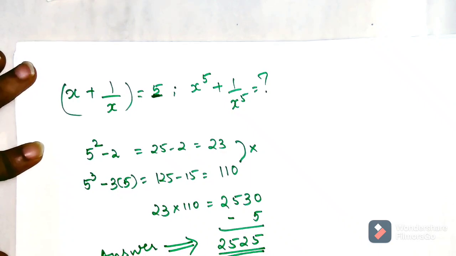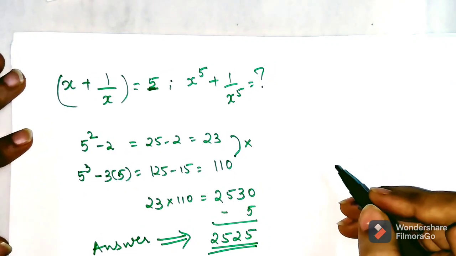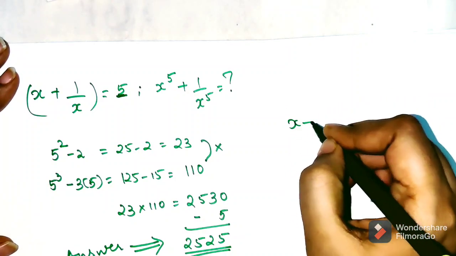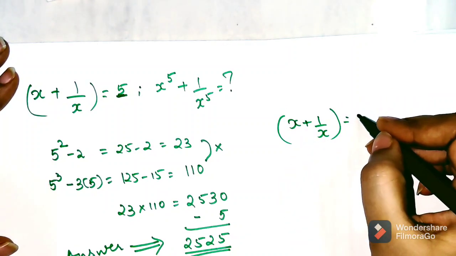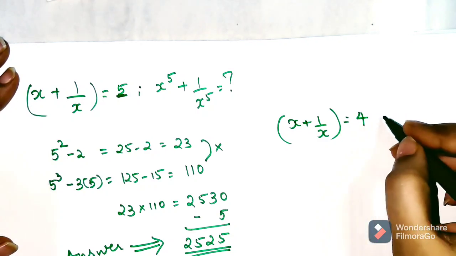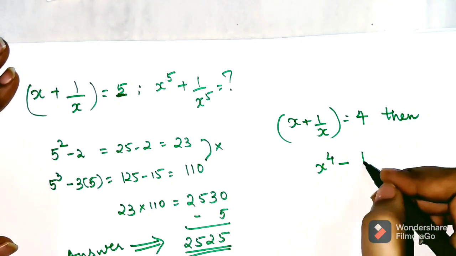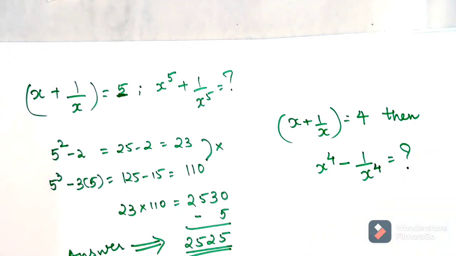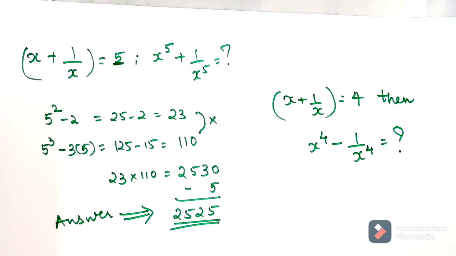I hope you got the logic to this one. Now coming to the point for a question. Let's say if x plus 1 upon x is equal to 4, then x raised to 4 minus 1 upon x raised to 4 is equals to 1. Please use the trick which I had just shown and let me know the answers in the comment section.